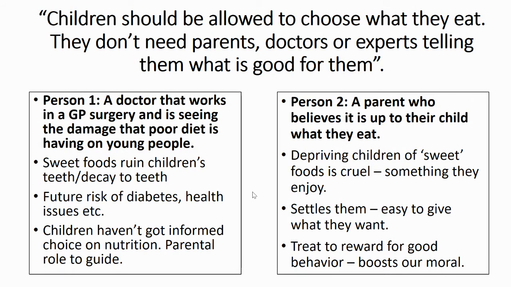You could dwell on this idea that sweet foods ruin children's teeth, so there's that decay to teeth. You could then think about, as a second paragraph, future risk of health issues. And then maybe a third paragraph developing this idea that children haven't really got that informed choice on nutrition. They don't know what's good or bad for them, so it's about the parent's role to guide them into the right food choices.